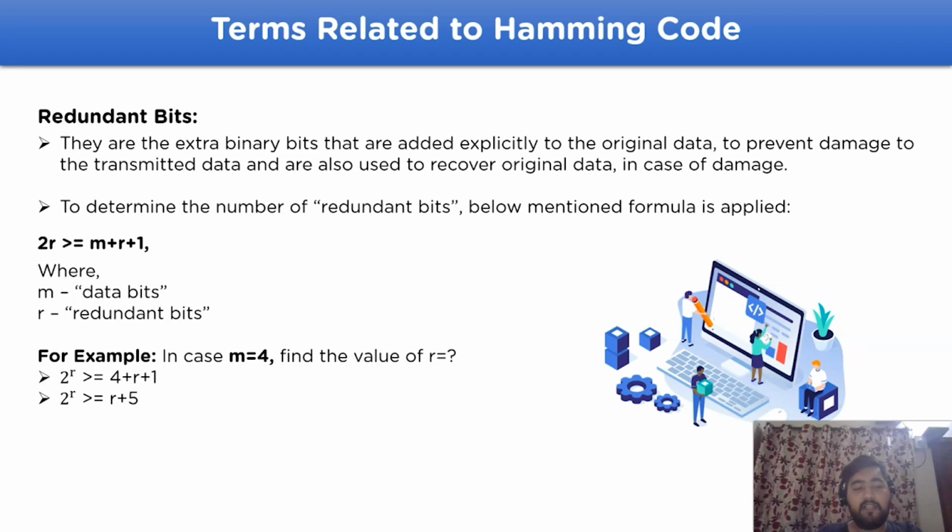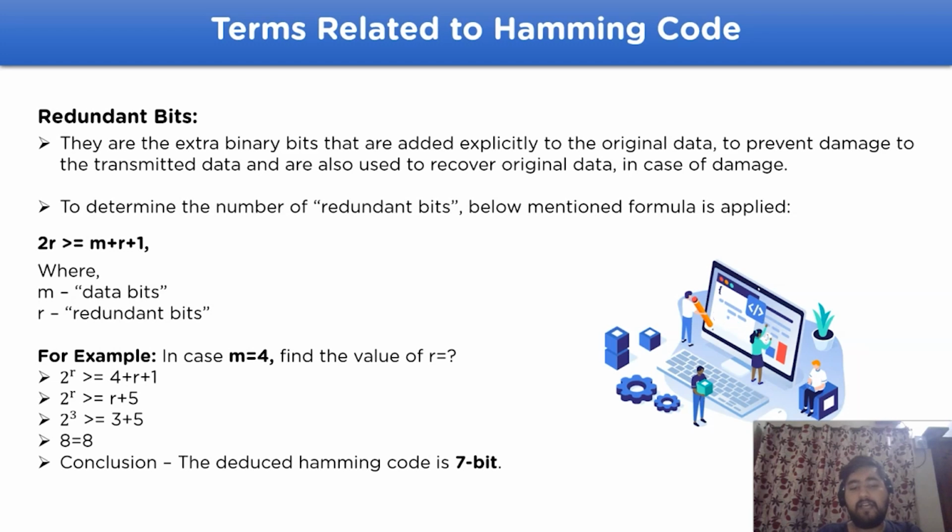So using this, let's use r equal to 0. If we use that, we will get a value 1 that is more than or equal to r + 5, but that is wrong. Then using r equal to 3, that is 8 is more than or equal to 8. This way we conclude that the Hamming code would be 7-bit data because the value of r is 3 and m is 4.